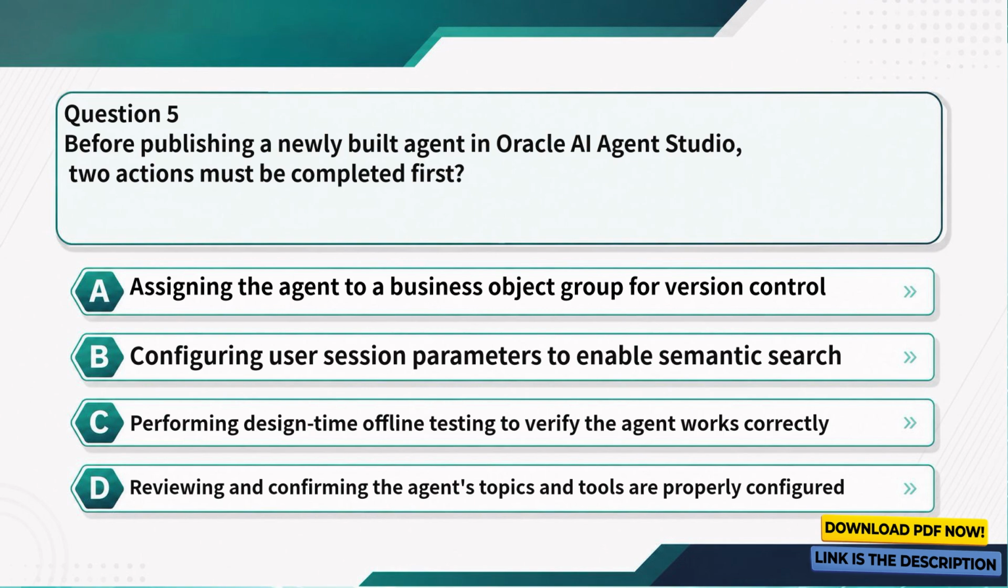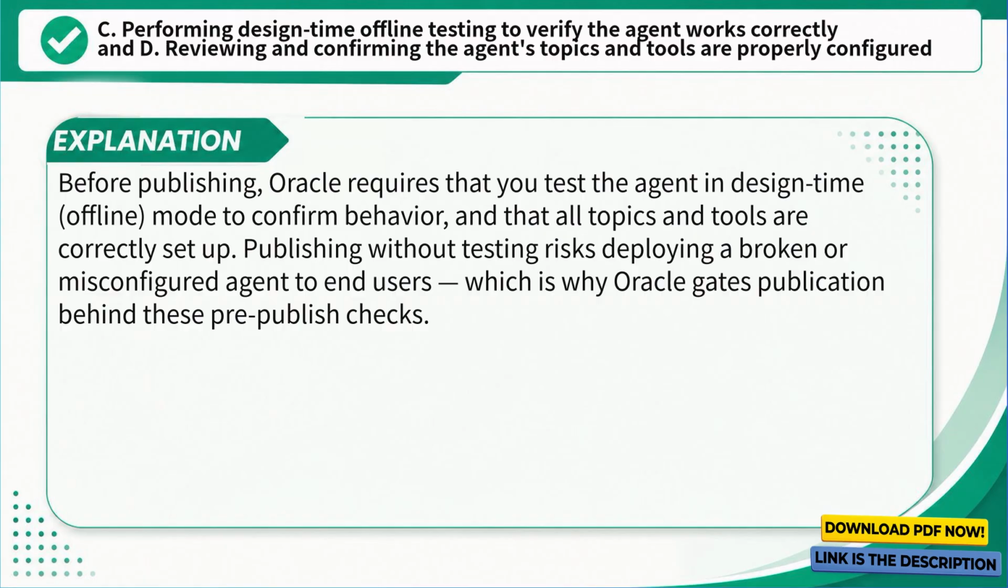Question 5. Before publishing a newly built agent in Oracle AI Agent Studio, which 2 actions must be completed first? A. Assigning the agent to a business object group for version control. B. Configuring user session parameters to enable semantic search. C. Performing design time offline testing to verify the agent works correctly. D. Reviewing and confirming the agent's topics and tools are properly configured. Correct answer. C. Performing design time offline testing to verify the agent works correctly, and D. Reviewing and confirming the agent's topics and tools are properly configured.